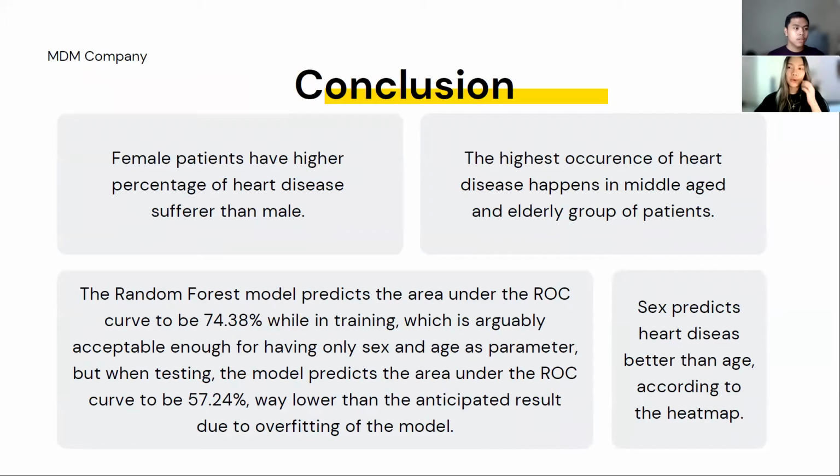So to conclude, according to the results, female patients have a higher percentage of heart disease sufferers than male, which means females are more susceptible to heart disease compared to males. Second, the highest occurrence of heart disease happens in middle-aged and elderly groups of patients. And then third, the random forest model predicts the area under the ROC curve to be 74.38% in training, which is arguably acceptable enough for having only two parameters, sex and age. But during testing, the model predicts the area under the ROC curve to be only 57.24%, which is way lower than the anticipated result due to overfitting of the model. And lastly, we concluded that sex predicts heart disease better than age, according to the heat map.